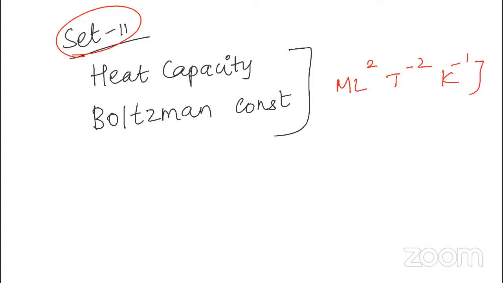Okay, so this is the dimensional formula for heat capacity and Boltzmann constant. Okay. Now we can go for the problems, related problems.